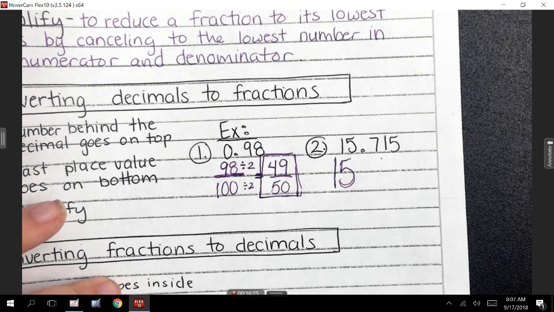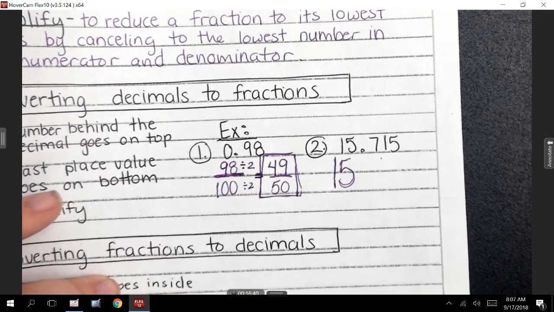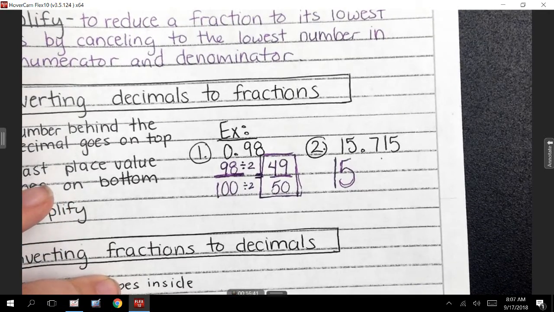All right? If I wasn't doing a bunch of math with that fraction, I would probably just squeeze it onto one line. But since I know I'm going to be simplifying and doing other stuff, I'd rather write that whole number really big so that I have room to work with my fraction numbers. Does that make sense? Okay.